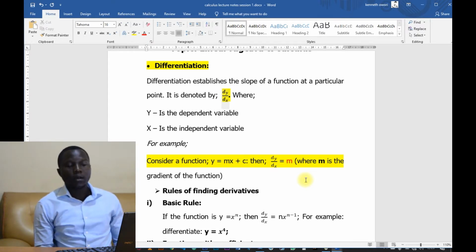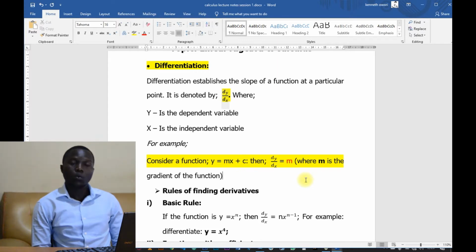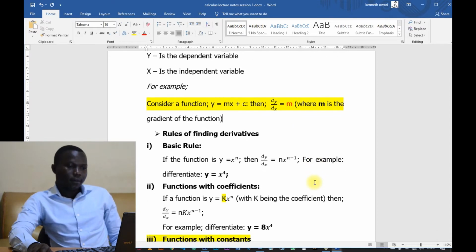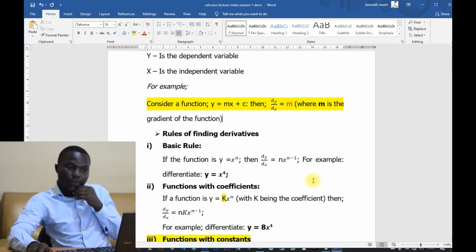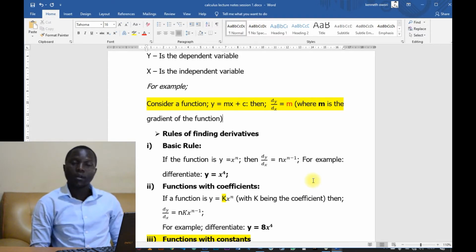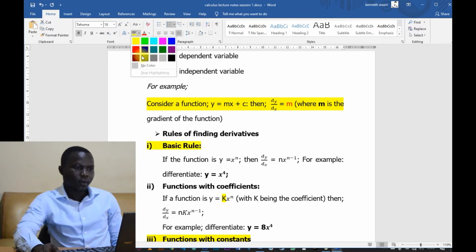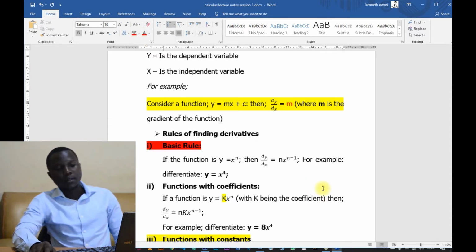So before we start looking at practical questions, we are going to go through the rules that we can follow to understand best how we can differentiate functions, or how we can differentiate the variables that we are given. We have about 6 to 7 rules that we can dwell on for us to understand how we can differentiate an expression. So the first rule is the basic rule.